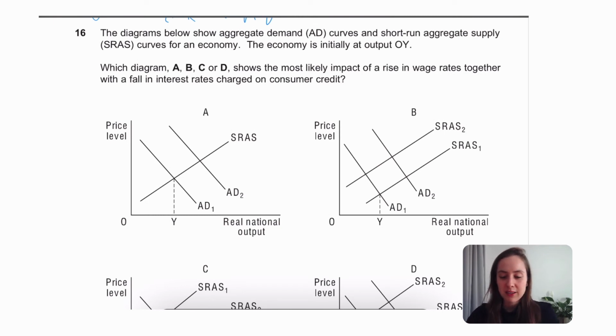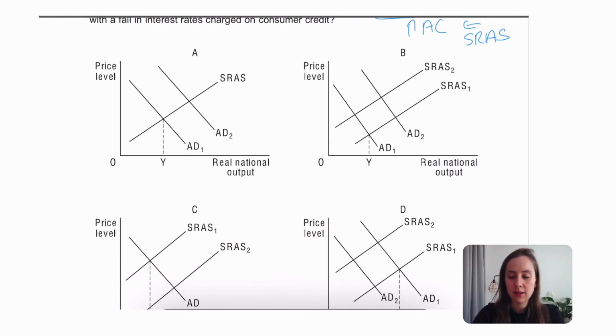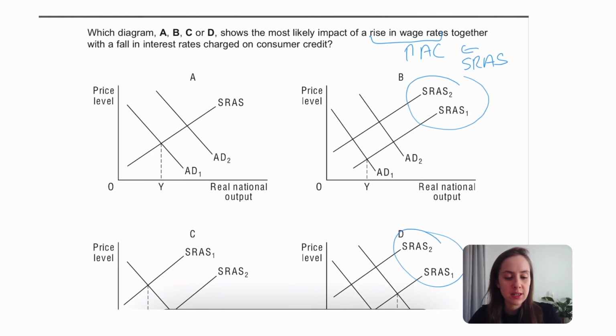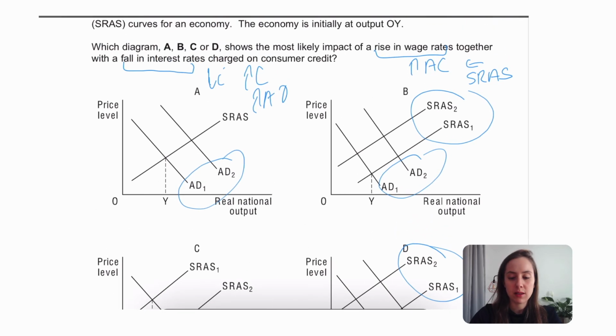Shows the most likely impact of a rise in wage rates. So this is going to increase average cost of production, so that shifts the short run AS to the left. So I'm looking for something like this. That's possible. We go to the next one, together with a fall in interest rates. If there's a fall in interest rates, it becomes cheaper to borrow, so there'll be more borrowing. More borrowing, more AD. So I'm looking for more AD. And it looks like B is going to be the answer.